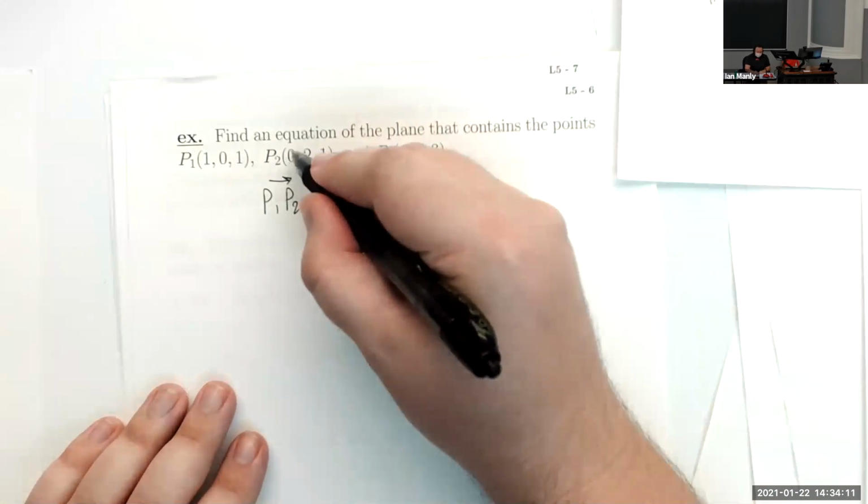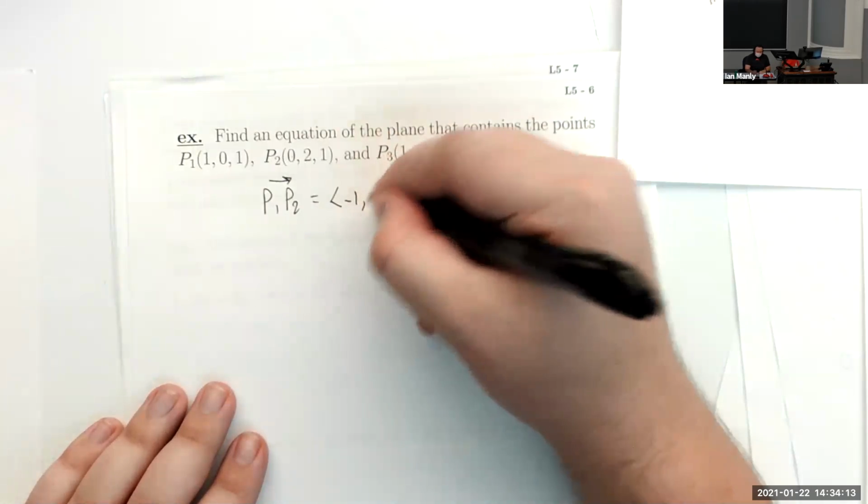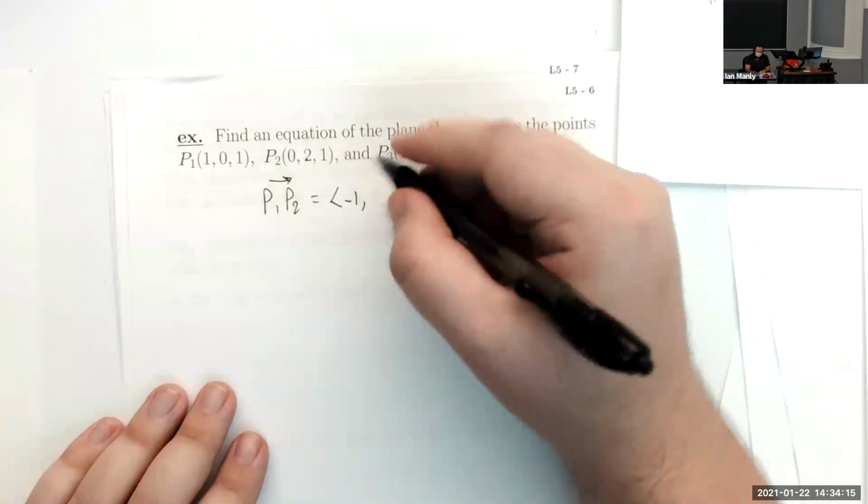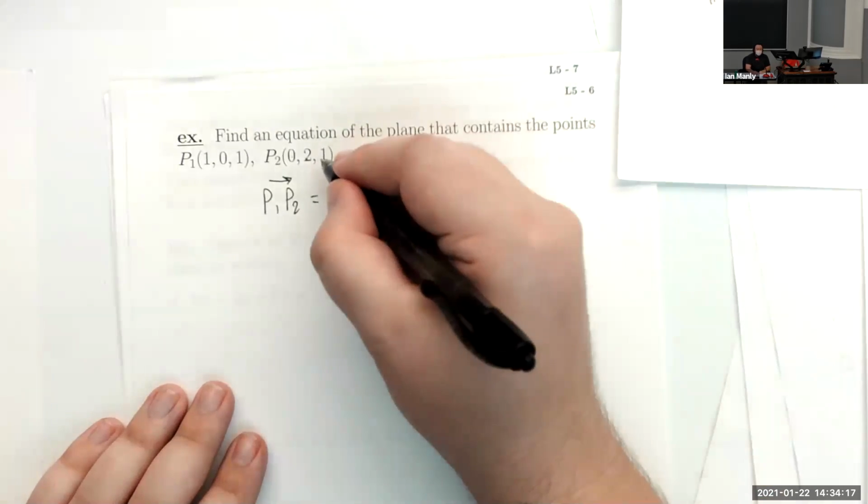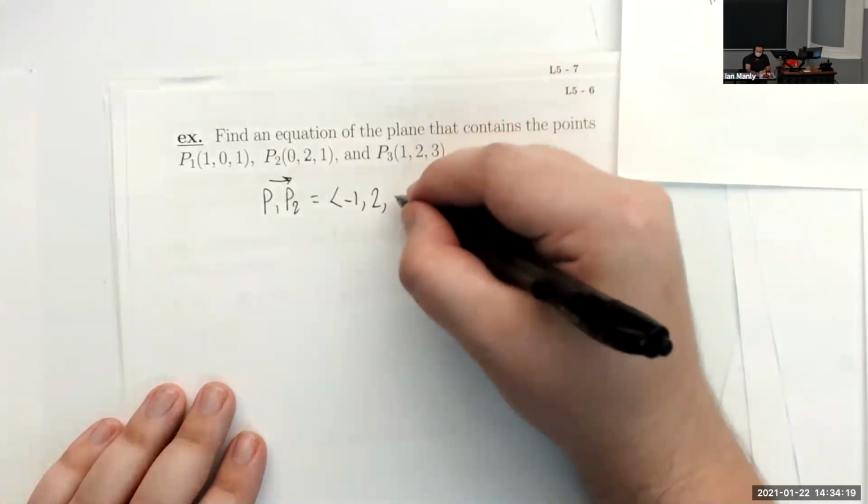All right, so I do 0 minus 1 is -1. I do 2 minus 0 is 2. And then I do 1 minus 1 is 0.